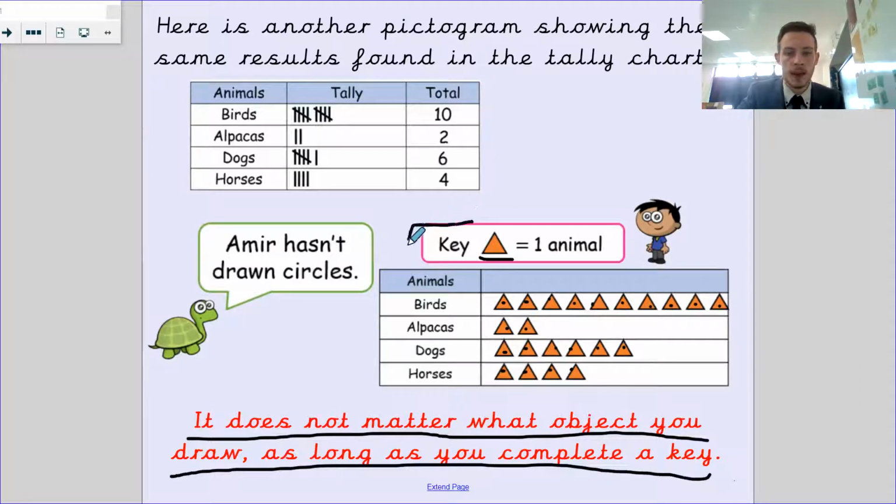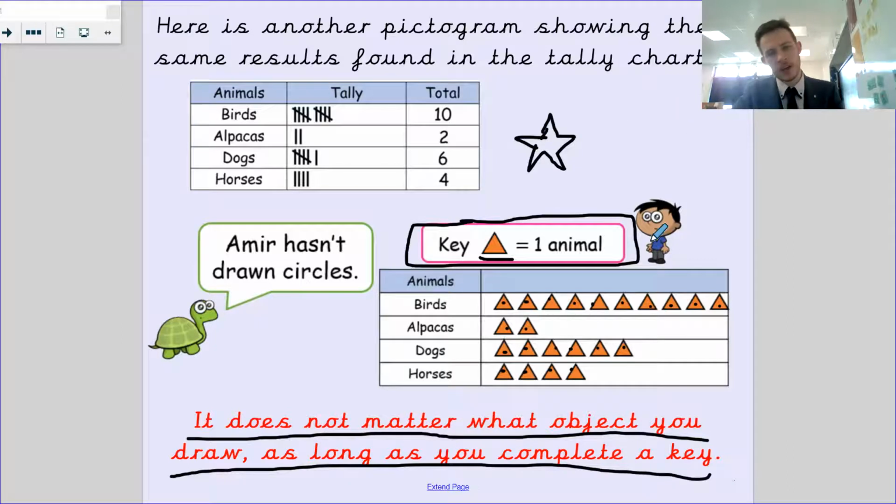So this part here is very important. If you do not complete the key, I've got no idea how much one triangle is worth. If I just drew, let's say I drew a star. I'm quite impressed actually. That star's pretty good. I'm usually not very good at stars. And it's not as good now.